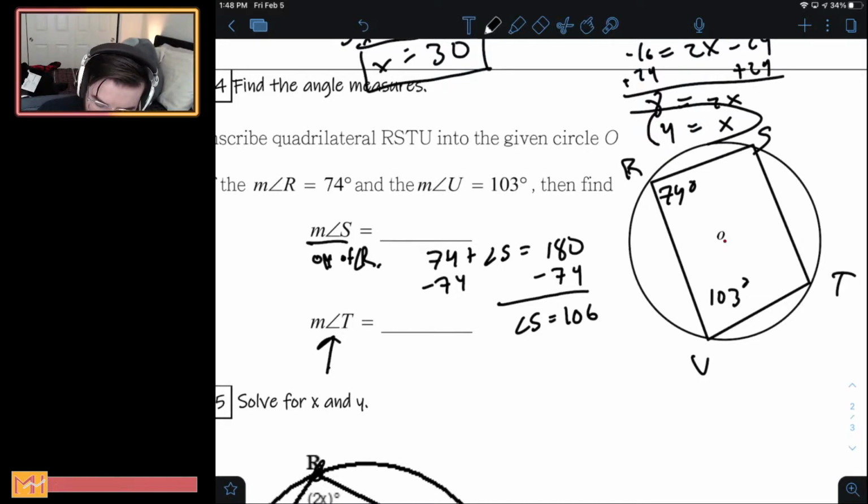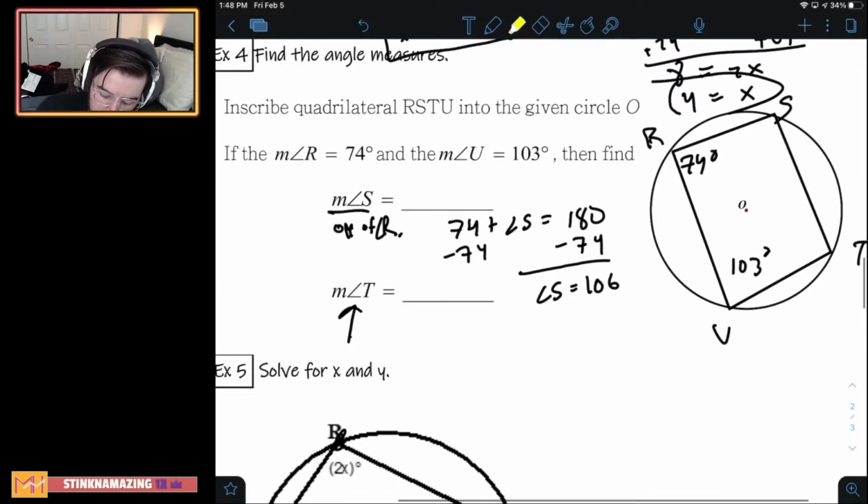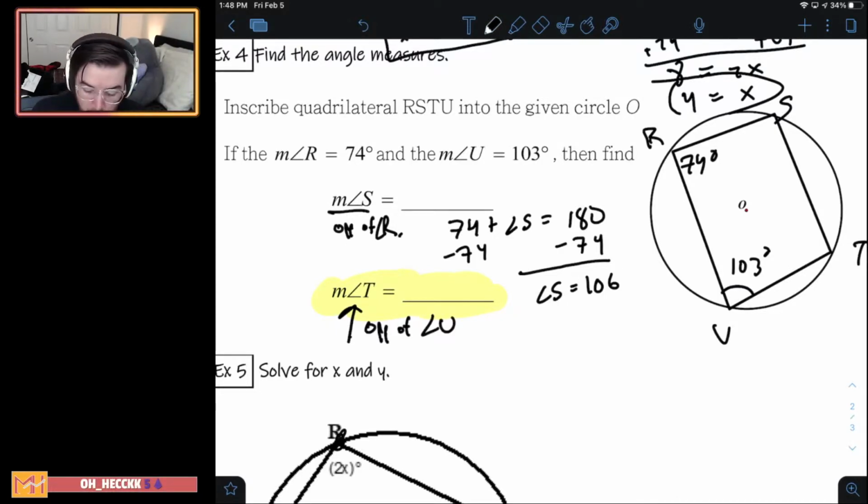So can you find angle T for me real quick? Sorry, I went over 20 minutes. We're almost done. Can you find angle T for me real quick? It's opposite of U. All right, so you answered it. It's 77 degrees because 103 plus 77 is 180.